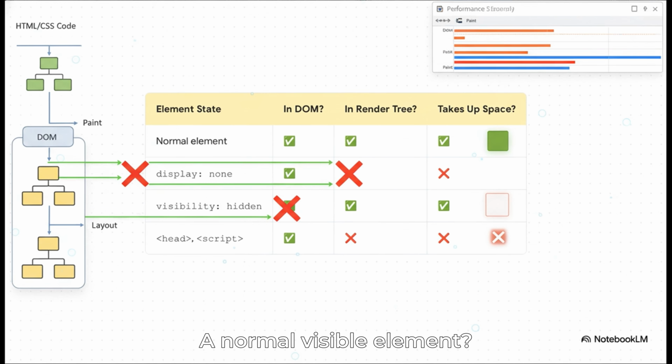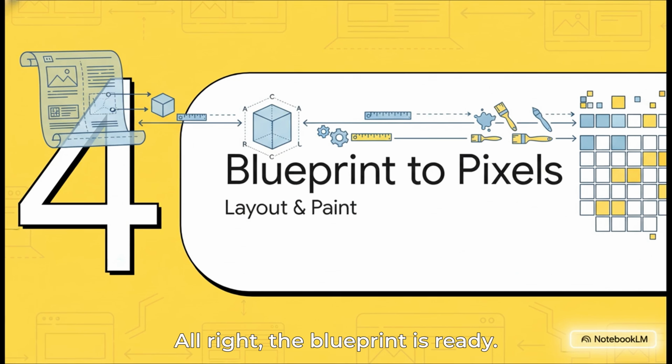A normal visible element? Yep, it's in the DOM, and it makes it into the render tree. But what about an element with display none? It still exists in the DOM, but it gets completely left out of the render tree. It's like it was never there. It takes up zero space. Same for non-visual tags like head or script. But now look at visibility hidden. That one is included in the render tree. Why? Because it still takes up space in the layout. It's just invisible. All right, the blueprint is ready.